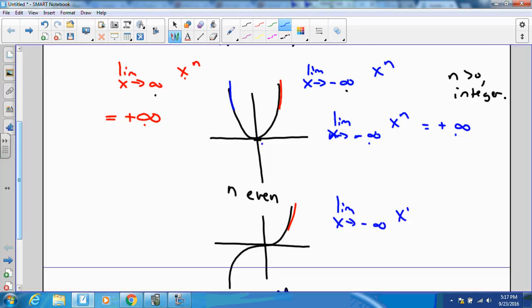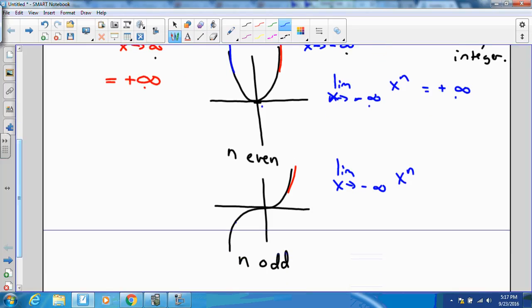But if I take the limit as x goes to negative infinity of x to the n when n is odd, as in this graph right here, then I get negative infinity. And again, I'm taking large negative numbers and raising them to an odd power. So the upshot of this is that when I'm taking limits at negative infinity, I have to pay attention to the evenness and oddness of my power x to the n.